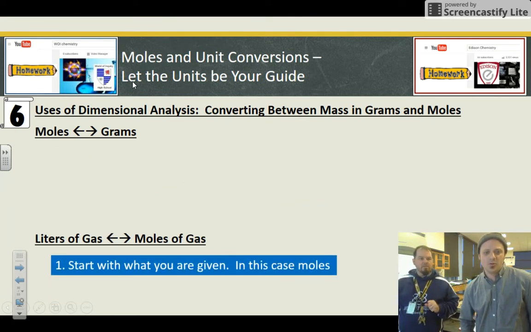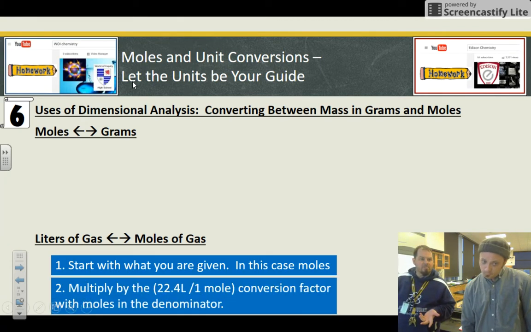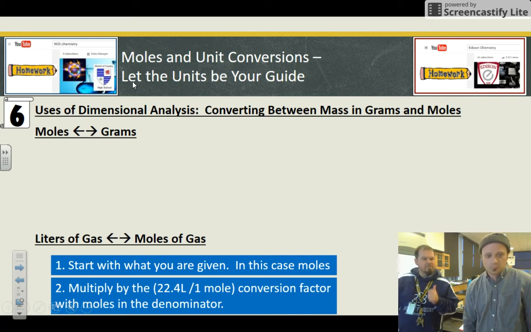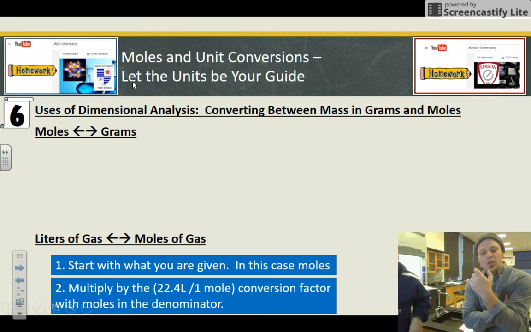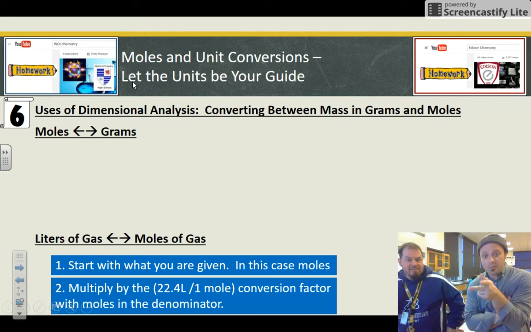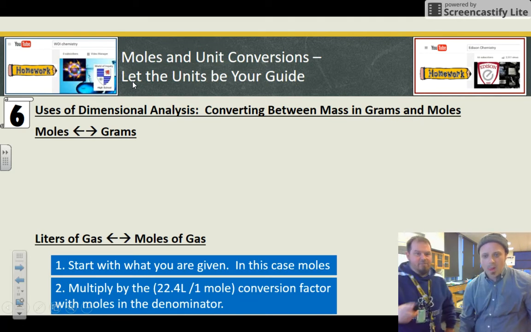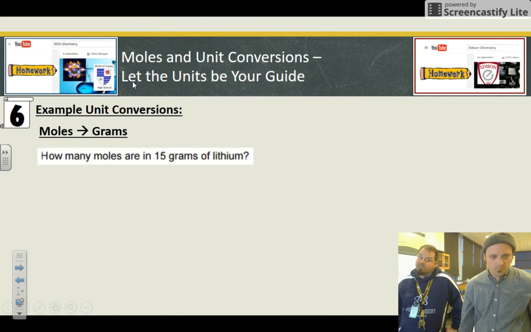Now, gas to moles. We're going to start with what we're given. In this case, it's moles. I'm going to multiply by the 22.4 liters over 1 mole, making sure that moles is in my denominator so it gets rid of it. And it's supposed to have liters in my denominator this time. So this is something we messed up last year and I didn't fix this year. So fix that. Flip that fraction. Flip it. And we'll know if you're listening if you actually flipped it, because we just gave you one.